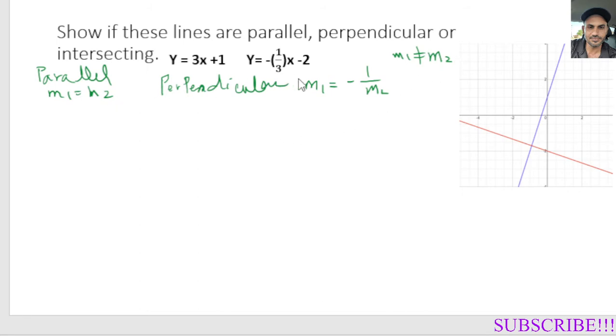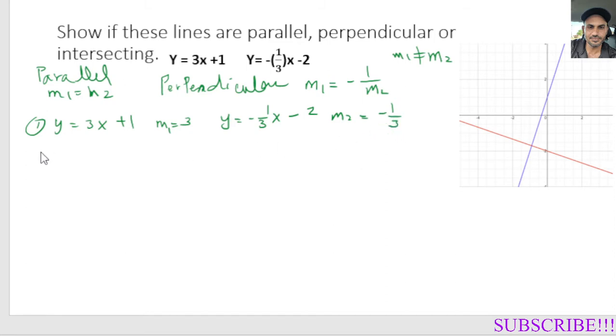So let's take these two lines and see if these lines are parallel or perpendicular. The first line, we have 3x plus 1. So m1 is equal to 3 for the first line. The second line, we have y equals negative 1/3 x minus 2. So m2 equals negative 1/3.